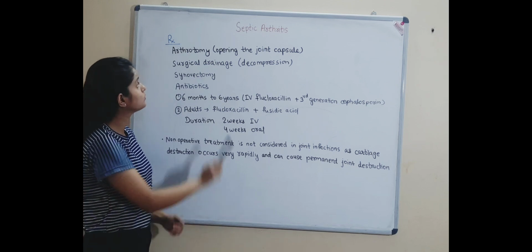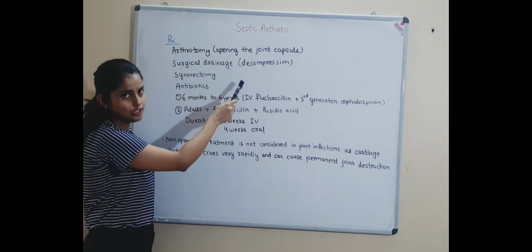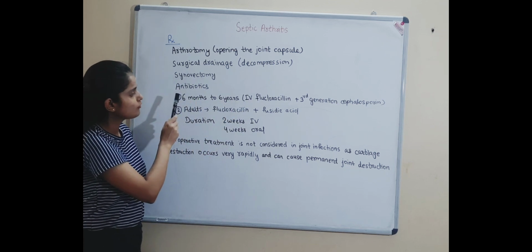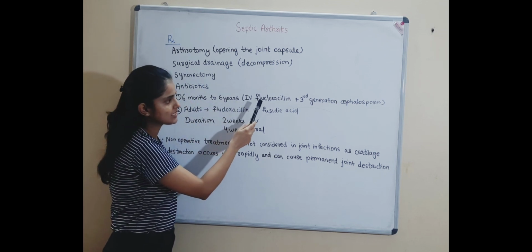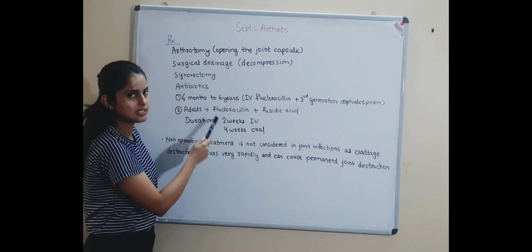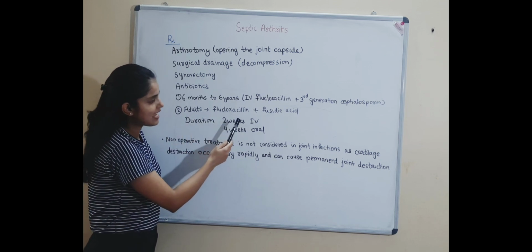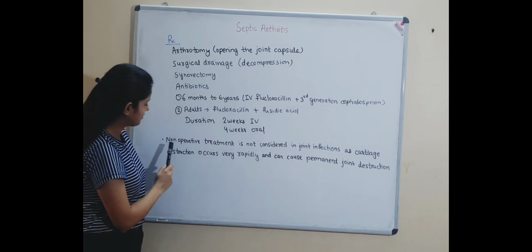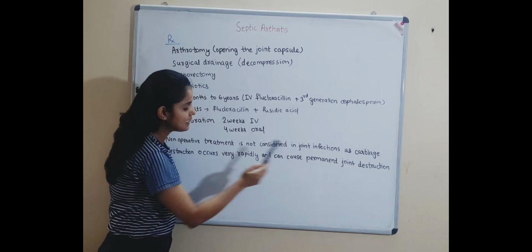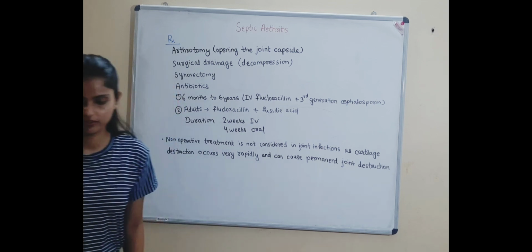On treatment, we can do arthrotomy, which is opening of the joint capsule, surgical drainage, decompression, synovectomy, and antibiotics can be given. From 6 months to 6 years, IV flucloxacillin plus a third generation cephalosporin is given. For adults, flucloxacillin with fusidic acid is given, and the duration is 2 weeks IV and 4 weeks oral. Non-operative treatment is not considered in joint infection, as cartilage damage occurs very rapidly and can cause permanent joint destruction.